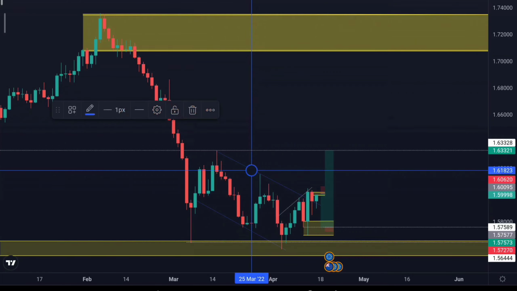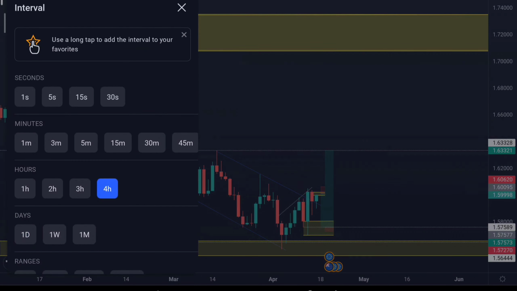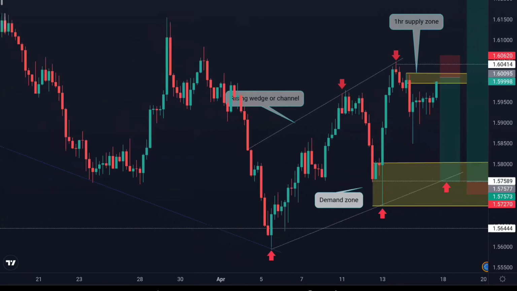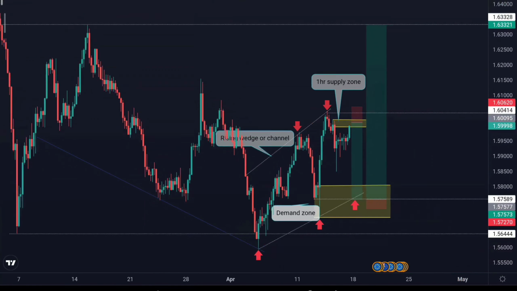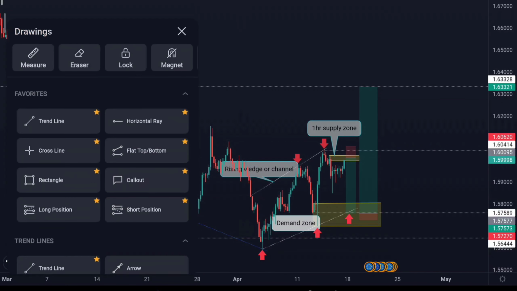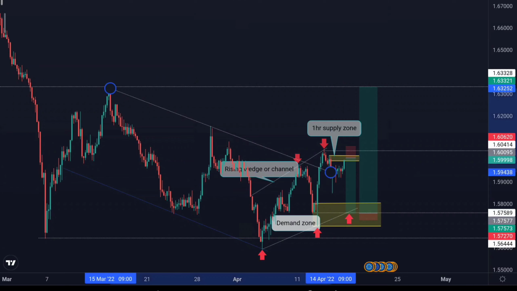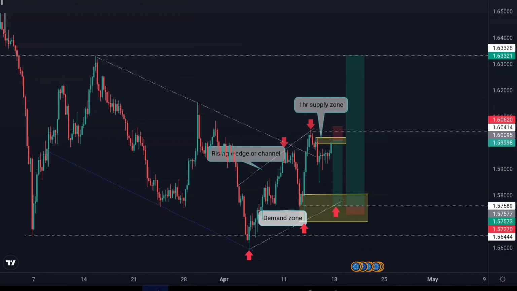So jumping into the 4-hour time frame, let me just zoom this in. We could see that the price has managed to move in a corrective phase, but we can add a little bit of a trend line like this, showing that the price has been moving correctively.